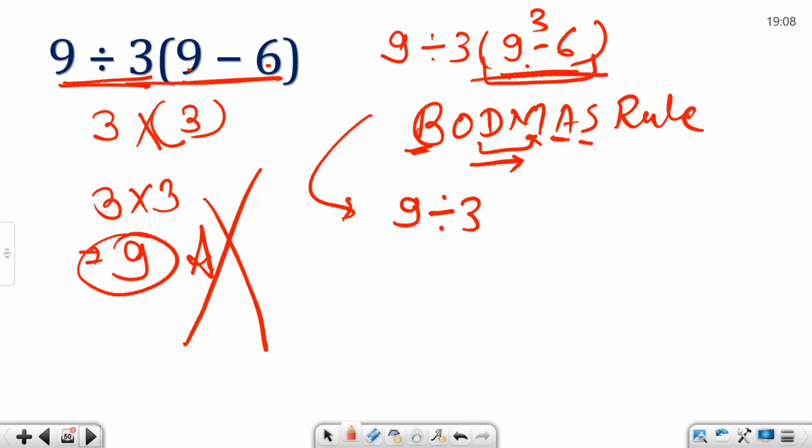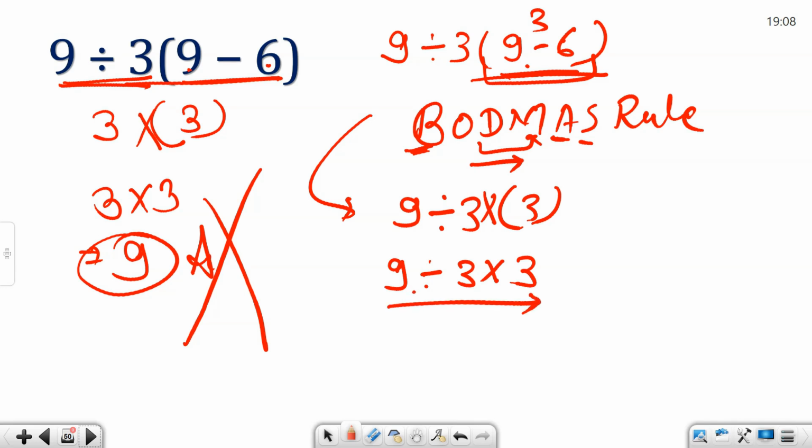Let's rewrite the next solution. 9 divided by 3, 9 minus 6 is 3. When we remove the brackets, we'll multiply, so it becomes 9 divided by 3 multiplied by 3. Now we'll check from left to right. First, we'll do the division, then the multiplication. 9 divided by 3, then times 3. 3 cancels out with 3, so 9 is the right answer.